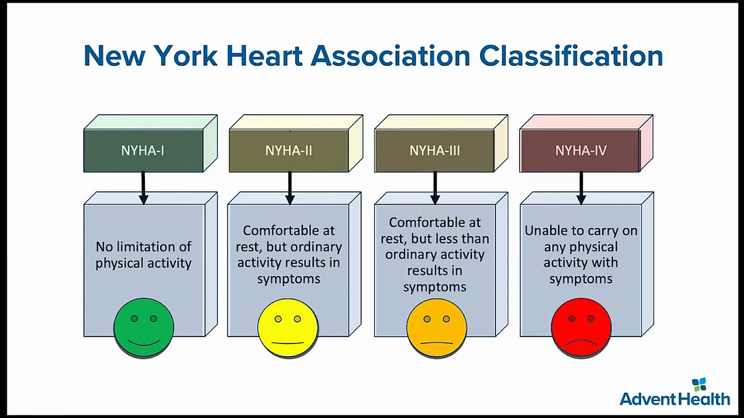The New York Heart Association classification remains very relevant in helping us communicate with each other with regards to the patient's symptoms. Patients with NYHA class 1 have very little limitations in their daily activities. Class 2 are comfortable at rest, but ordinary activity begins to cause them shortness of breath. Class 3 are patients that are still comfortable at rest, but it takes less and less activity for them to have symptoms suggestive of heart failure. And then class 4 are patients that have symptoms at rest and are unable to carry out any of their activities of daily living without symptoms.